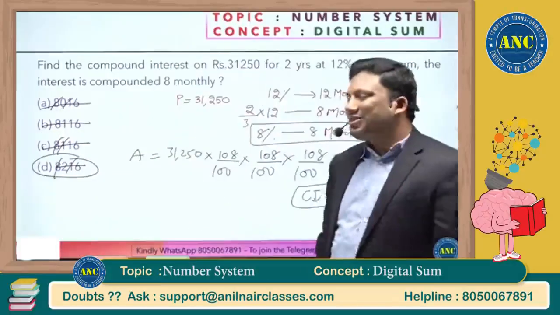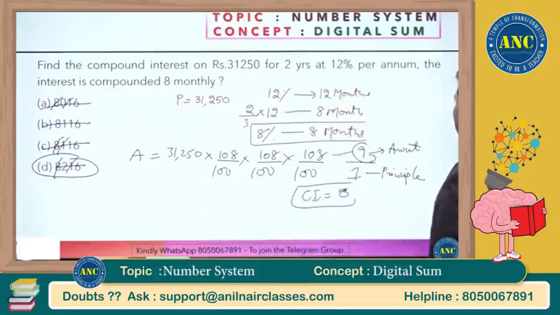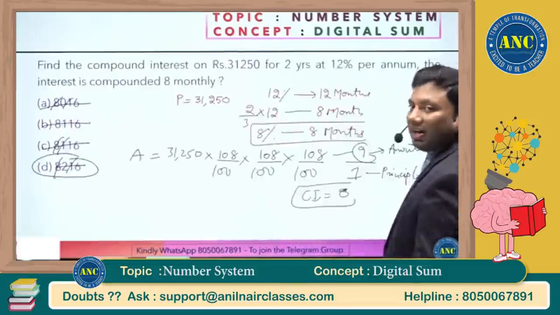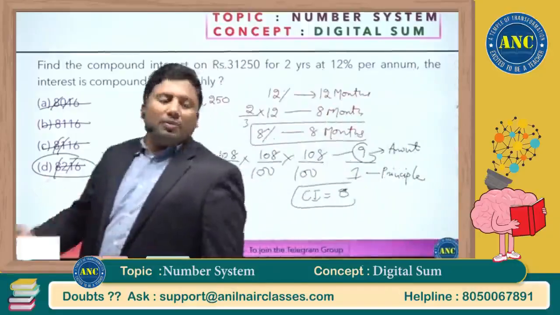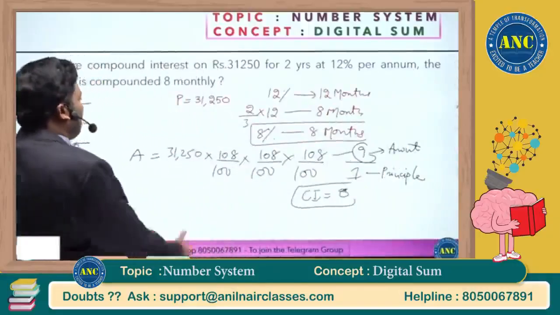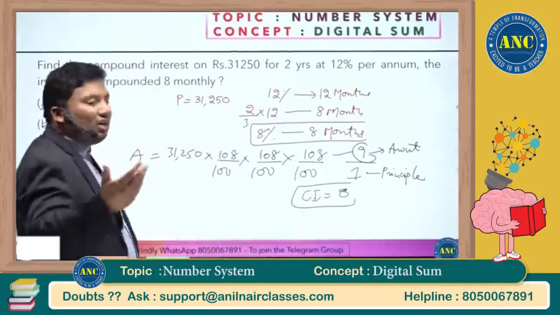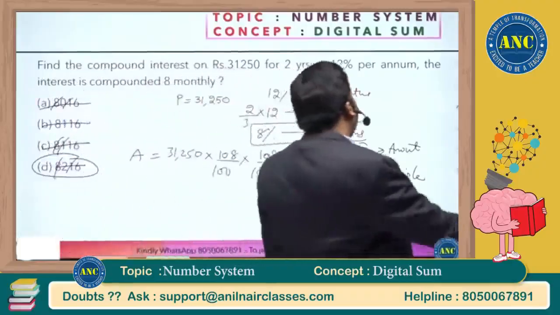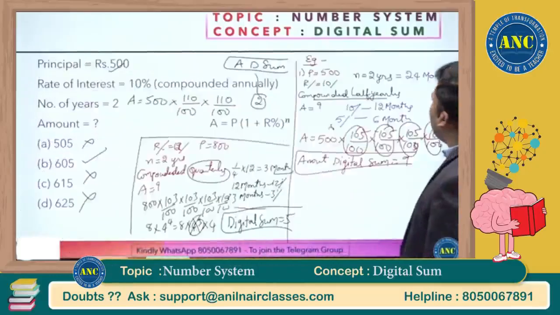You can solve this question very easily if your fundamentals are extremely good. I hope this idea is clear. Nothing I did, I just calculated it proportionally. 12 months it is 12%, 8 months it is 8%. So on the initial value, 3 times I did. Why 3 times? Because it is for 2 years: 8 months, 8 months, 8 months. Compounding is done thrice. I hope this example is clear.